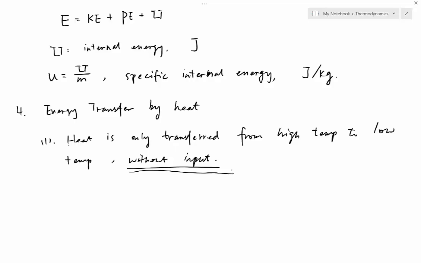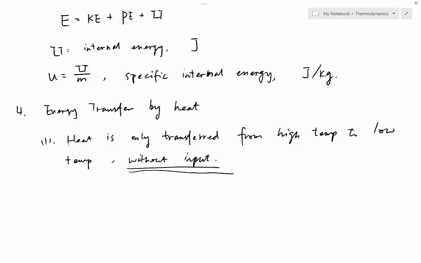The second thing we want to remember is the condition. What is the condition? Without any input. That means if you don't do anything, if you just let things happen naturally, heat must transfer from high temperature to low temperature. But you can reverse this process.